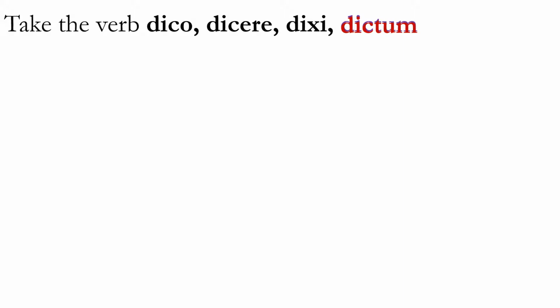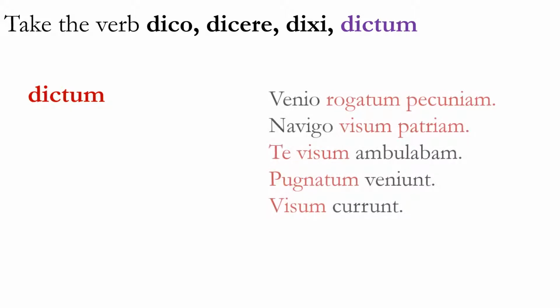So now let's go and look at the accusative form. And the red here, in the sentences on the right, these are the supine examples. These are the supine being used in real sentences. Venio rogatum pecuniam. Venio is I go, or I'm going. Rogatum, to ask for money.